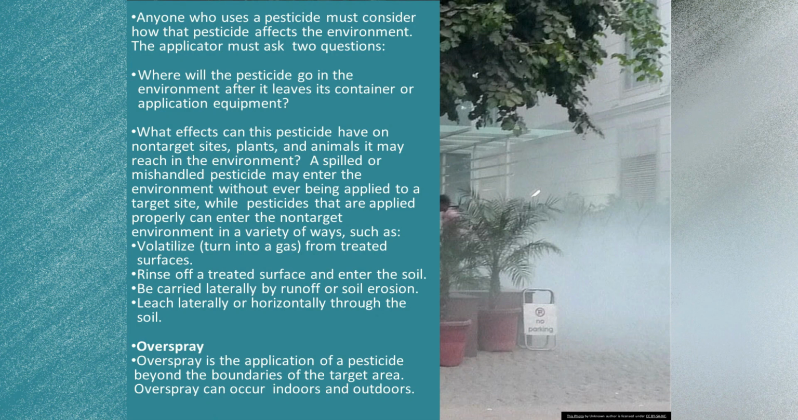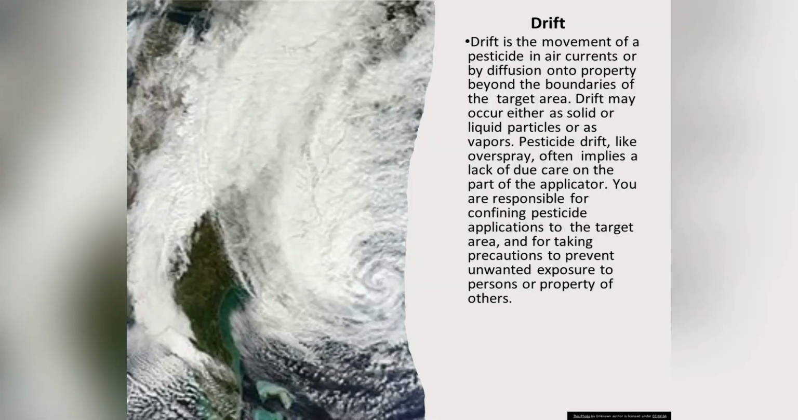Overspray is the application of a pesticide beyond the boundaries of the target area. Overspray can occur indoors and outdoors. Drift. Drift is the movement of a pesticide in air currents or by diffusion onto property beyond the boundaries of the target area. Drift may occur either as solid or liquid particles or as vapors. Pesticide drift, like overspray, often implies a lack of due care on the part of the applicator. You are responsible for confining pesticide applications to the target area and for taking precautions to prevent unwanted exposure to persons or property of others.